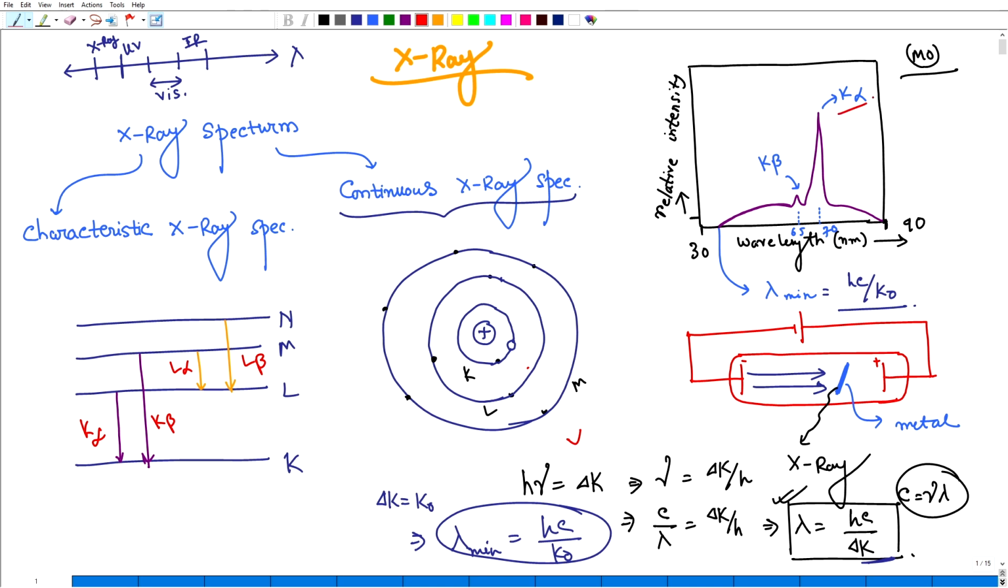We can see here K alpha and K beta only, but there will be 2 more peaks. The intensity of those peaks is very low. That's why they merge with the continuous spectrum, we can say. So these are our 2 types of X-ray spectrum.